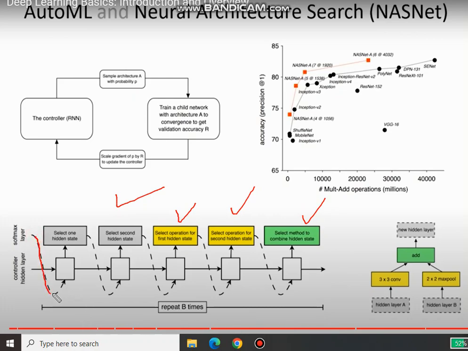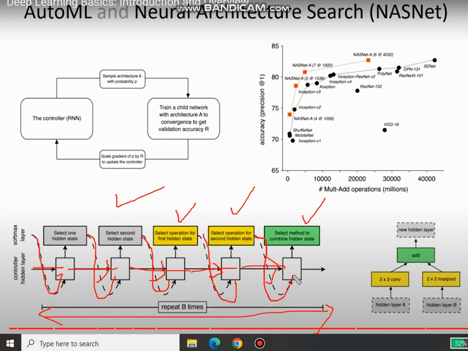So here, first of all, the controller hidden layer is connected like this. Then repeat B times up here. Then this output is connected here, this output is connected here. Second hidden state. Select operator for first hidden state. Select operator for second hidden state. Okay.